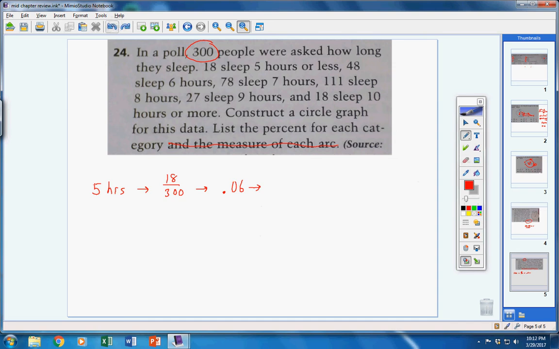That'll be better instead of percentages. So, 0.06. Alright? We can easily make that a percentage later by moving the decimal 2 places. Okay? Next, 48 people needed 6 hours sleep. 48 people, so 6 hours sleep.